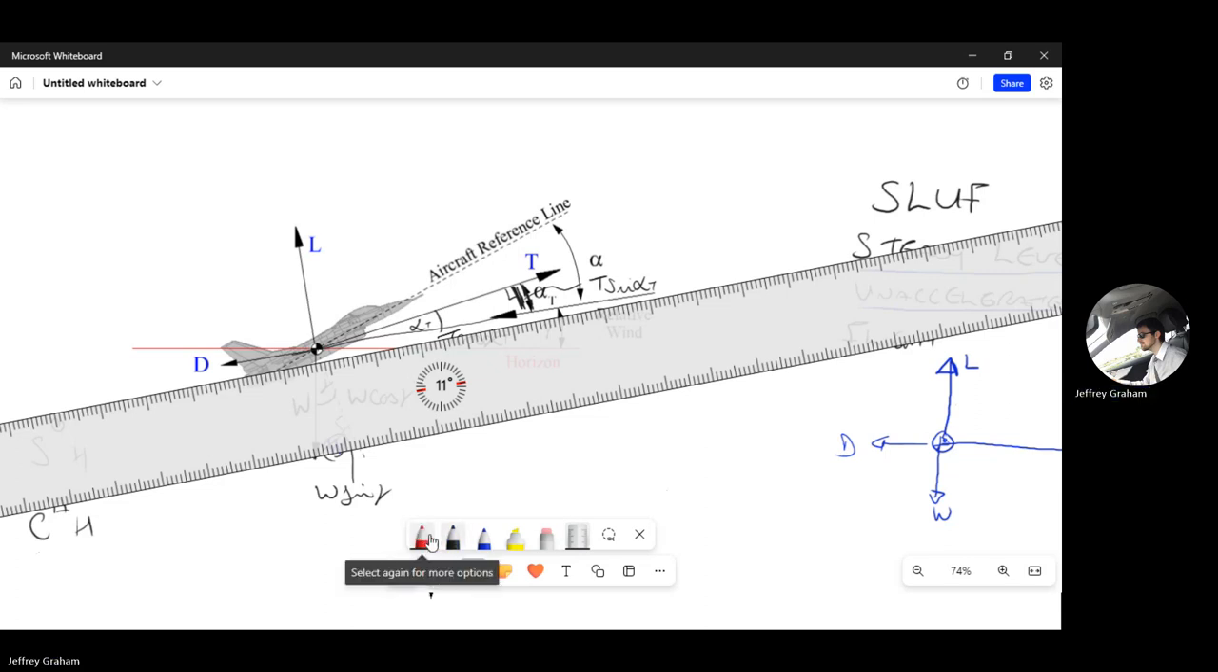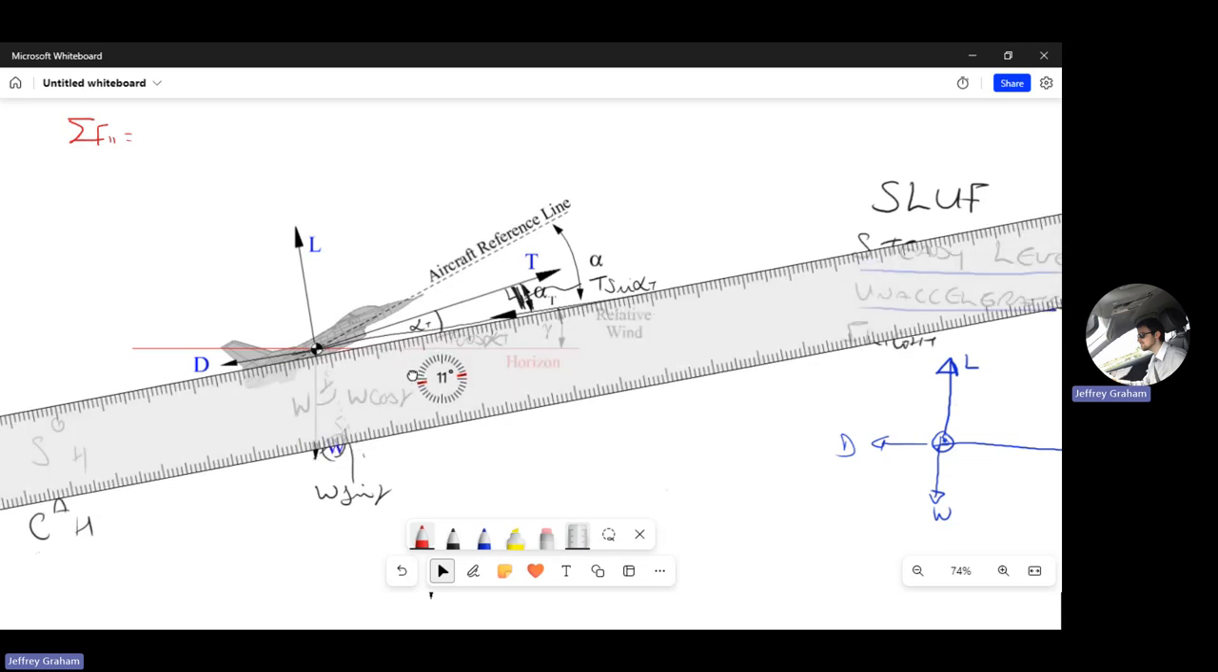Right, so this is summing. I'm going to sum the forces parallel to the airflow, just in the same direction as the airflow. We've clearly got, based on looking for things in this direction with the ruler, the thrust vector pushing the aircraft forwards, hence this is going to be positive. You can see you've got the drag going parallel to this. It's a full component. There's nothing to work out on that one. It's going backwards though.